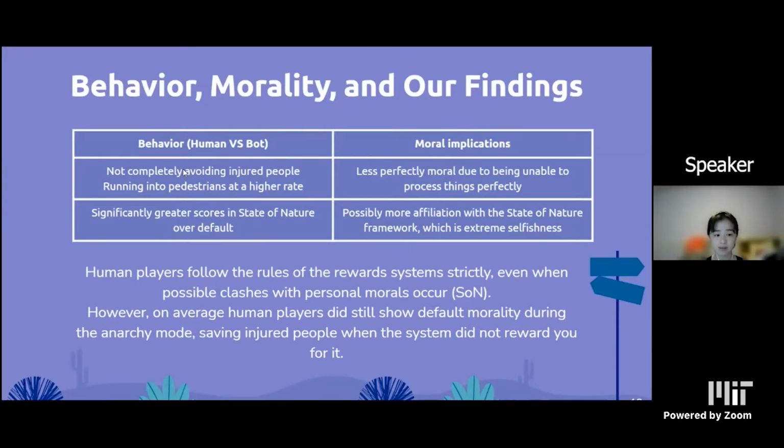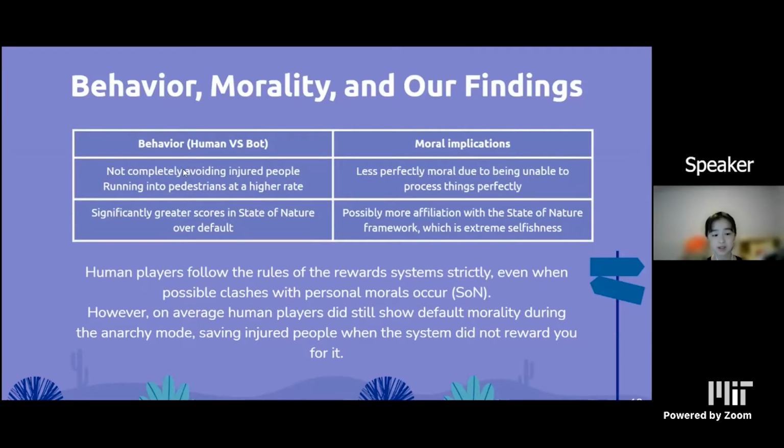The second behavioral trend that we notice is that there are significantly higher scores in the state of nature over the default mode, even when taking into account the bot's naturally higher one. The moral implications could be a natural affiliation with the state of nature, so possible proof that the state of nature does exist, except in a much less drastic form.